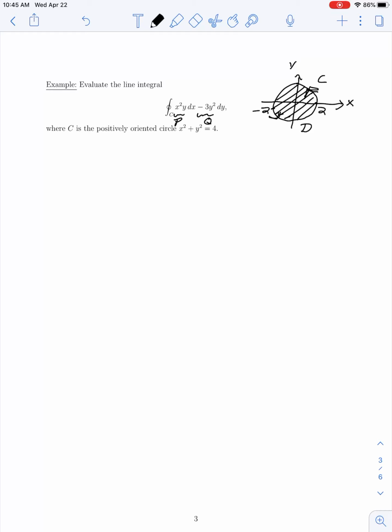So since this is a line integral over a closed curve, we might first see whether the vector field that has these component functions is conservative, because we know from the fundamental theorem we would have a 0 value immediately. So here, let's start by defining these P and Q functions. Again, P is given by x squared times y, and Q of x, y is defined as negative 3y squared.